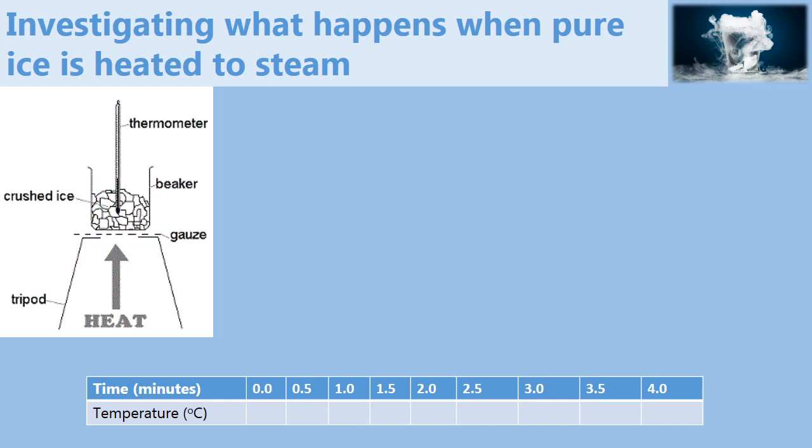You need to set up the apparatus as shown in this diagram, whereby you will heat some crushed ice in a beaker and you put a thermometer in the ice to record the temperature change as time goes by. Then you fill in the temperature at intervals of 30 seconds from the time you start heating.